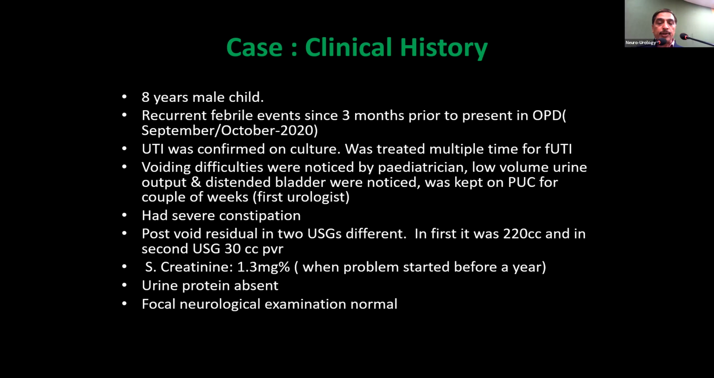The urologist put in a catheter and kept him on IV antibiotics. He had severe constipation. Post-void residual urine in 2 USGs was different. In the first, it was 220 cc, and in the second one, it was 30 cc. Serum creatinine was 1.3 milligram when the problem started a year before, and urine protein was absent. Focal neurological exams were normal.